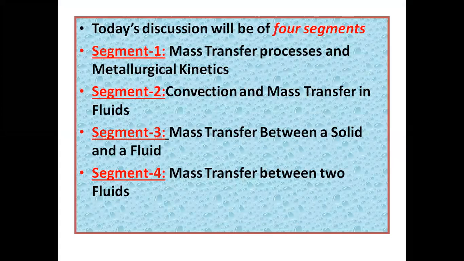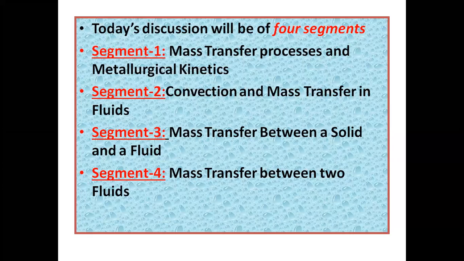So here, I thought that it should be divided into 4 segments. In segment 1, mass transfer process and metallurgical kinetics. In segment 2, convection and mass transfer in fluids. In segment 3, mass transfer between solid and fluid. And segment 4, mass transfer between 2 fluids, which probably will cover the topic to a great extent.